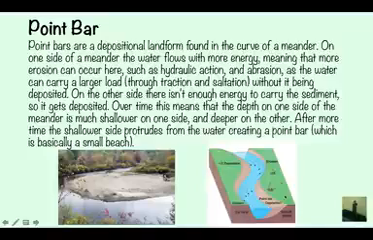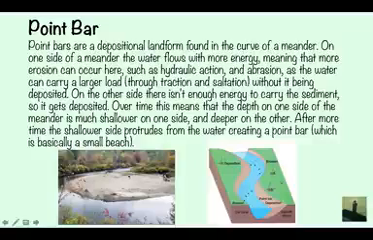Point bar. Point bars are depositional landforms which are found in the curve of a meander. On one side of a meander, the water flows with more energy, meaning that more erosion can occur here, such as hydraulic action and abrasion, as the water can carry a larger load through traction and saltation without it being deposited. On the other side, there isn't enough energy to carry the sediment, so it gets deposited. Over time, this means that the depth on one side of the meander is much shallower than on the other. After more time, the shallower side protrudes from the water, creating a point bar, which is basically like a little beach.